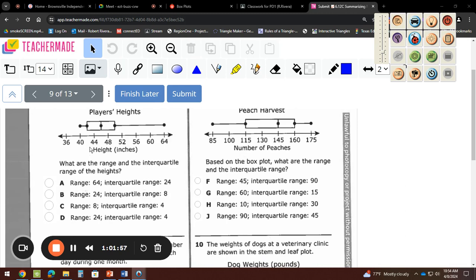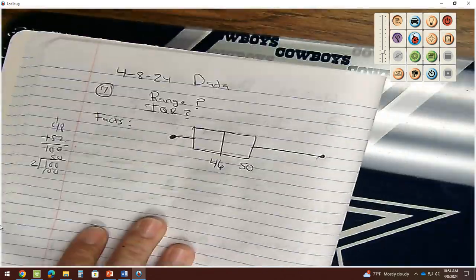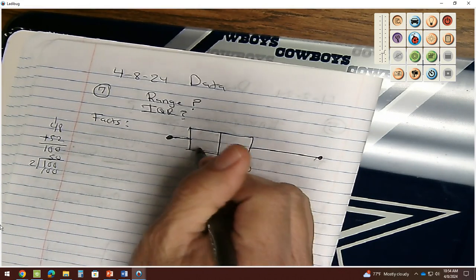How much did you all get? 42? Okay, if I add 40 and 44, that would be 84. 84 divided by 2 would be 42. So now I know that the lower quartile is who? 42.